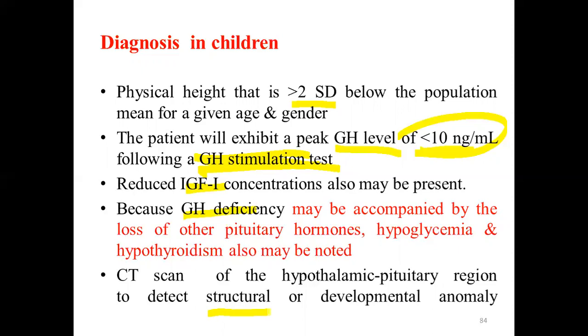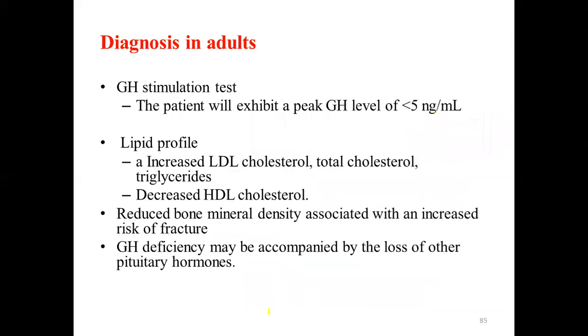Then CT scan can be done. This one is just to detect whether there is any structural defect or developmental anomalies. So we can do a CT scan of the head so that we can see whether there is any problem in the brain development. The growth hormone stimulation test in adults is usually less than 5 nanogram per ml. So if it is less than 5 nanogram per ml in adults, this is diagnostic for a low level of growth hormone in adults.